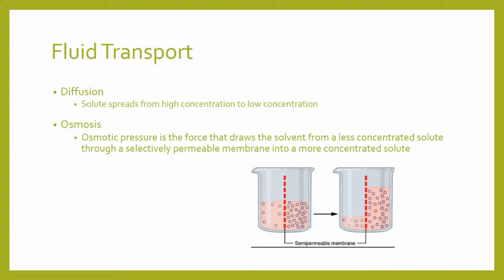Fluid transport. There are many ways fluid can transport between compartments. Diffusion is when the solute spreads from high concentration to low concentration. And the key word here is solute. The solute is going from high concentration to low concentration. Osmosis. This one is going to be extremely important for us in upcoming slides. Osmotic pressure is the force that draws solvent from a less concentrated solute through a selectively permeable membrane into a more concentrated solute.